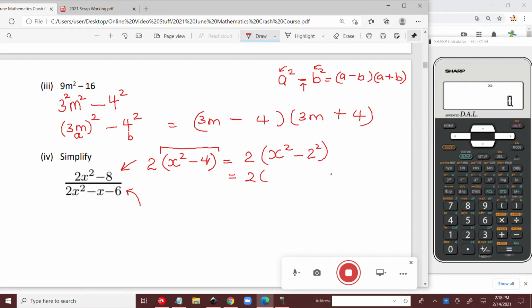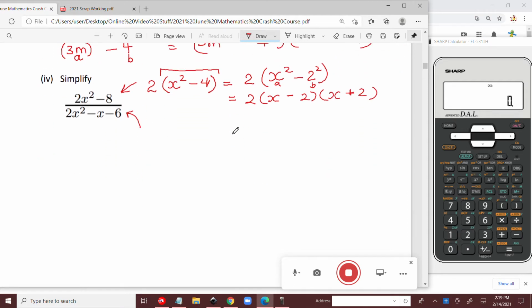2, and you put 2 brackets here. This comes like A, this comes like B. Put x and 2, x and 2, make one positive, make one a minus. So we have just factorized the top. Okay? So I'm going to run out of space eventually here, so I'm going to scroll down.